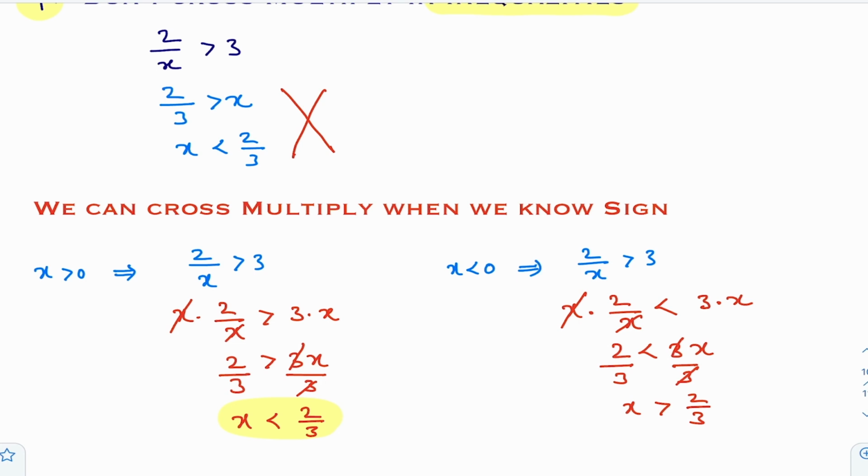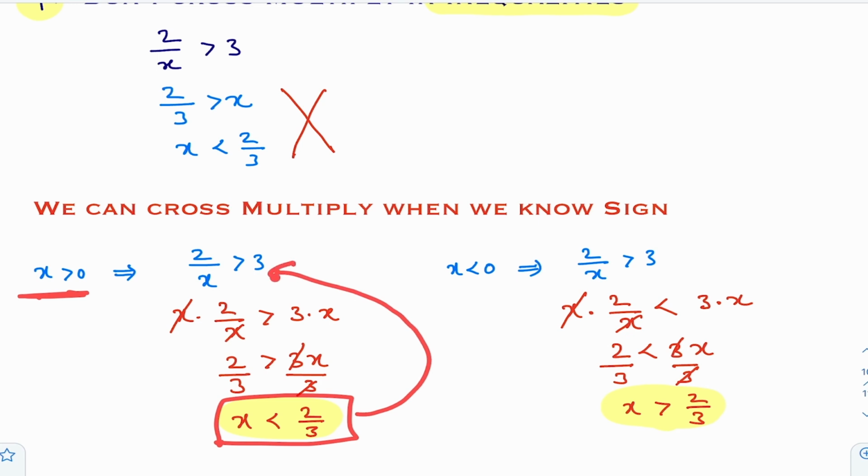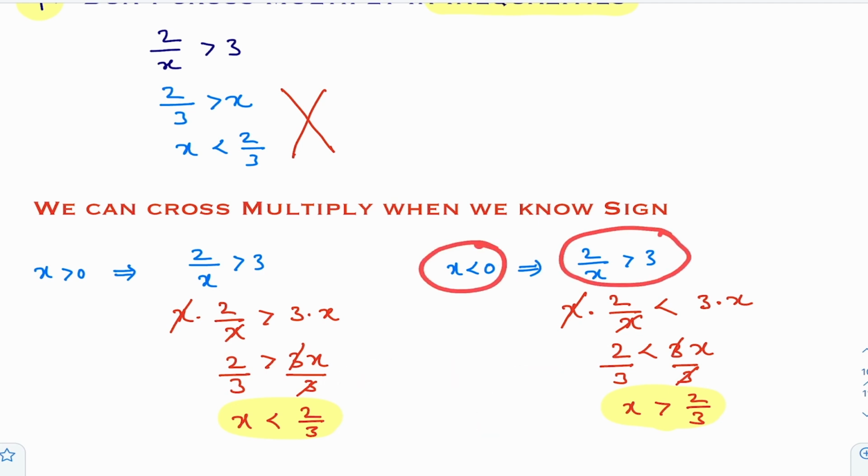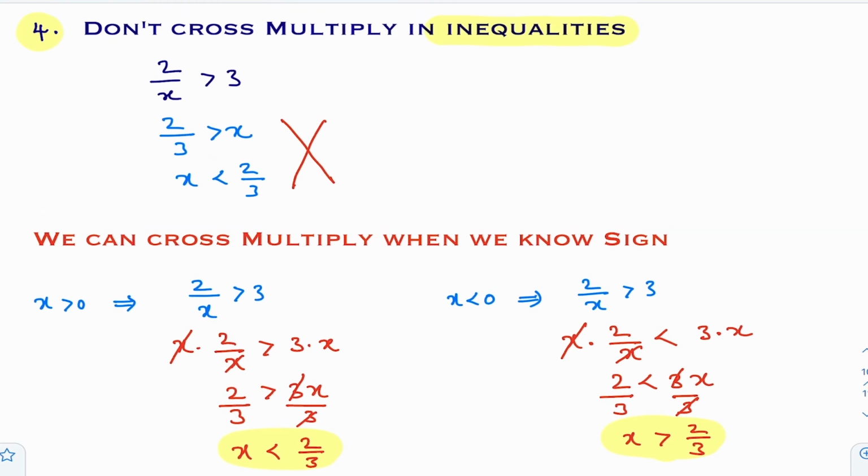Observe these two solutions. When x is greater than 0, x is less than 2 by 3 is the solution. If x is less than 0, x is greater than 2 by 3. The solution is different. On the number line, if 2 by 3 is somewhere here, when x is greater than 0, the left hand side part is the solution; when x is less than 0, x greater than 2 by 3 is the solution of this inequality. I hope you are understanding the difference. So don't cross multiply without knowing the sign, right?